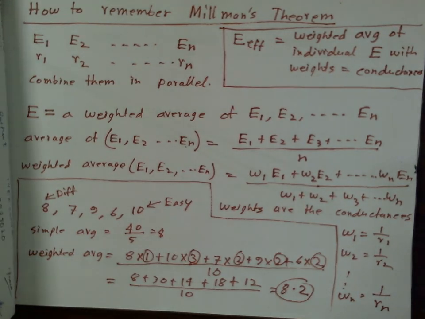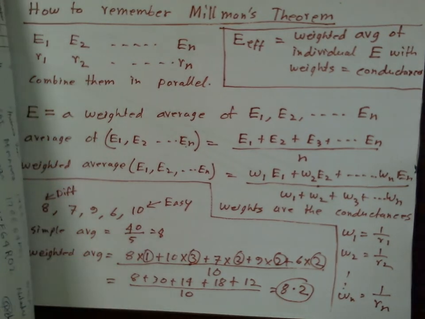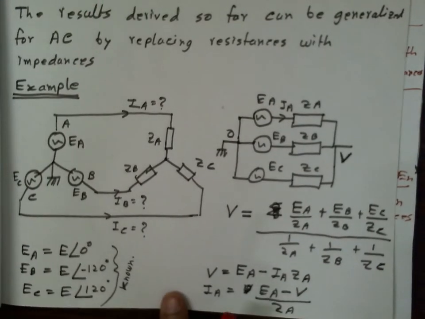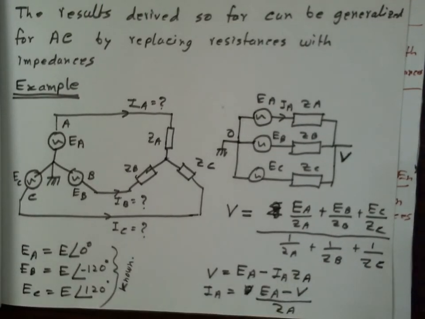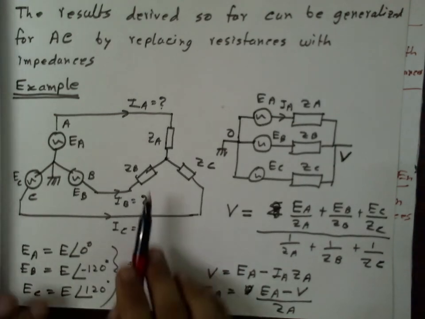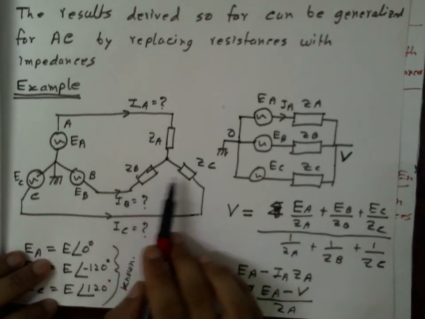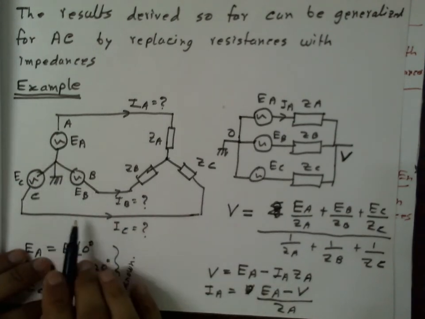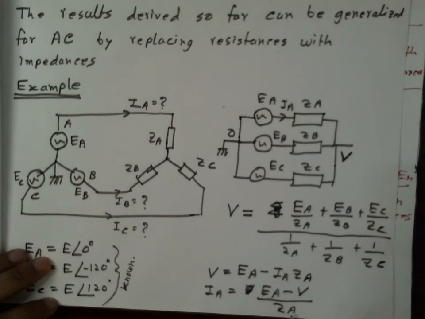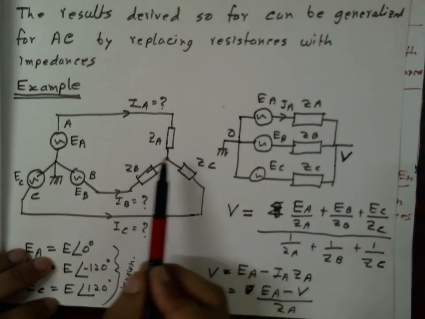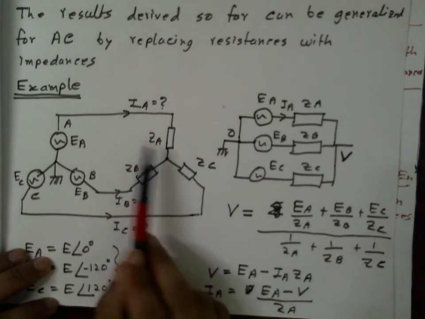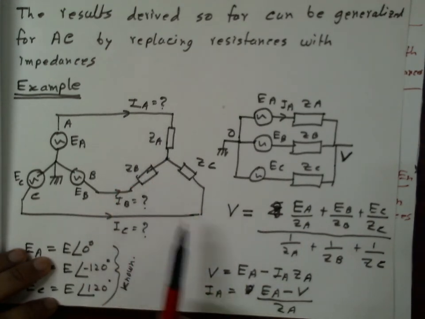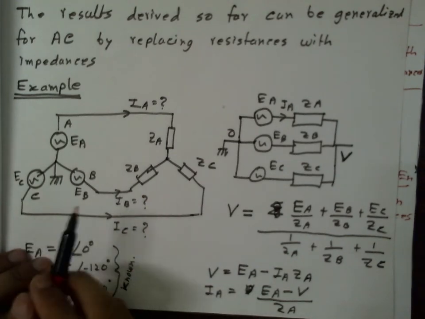So we have derived Millman's theorem, or we have seen how to combine voltage sources in parallel and current sources in series, and then we have seen an example of an unbalanced three-phase load connected to a star-connected supply, and we have seen that using Millman's theorem, it becomes very easy to find the voltage at the star point and all the individual currents, and it's very easy to solve this circuit using Millman's theorem.